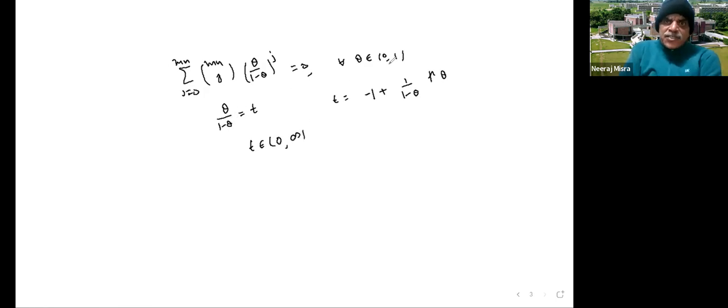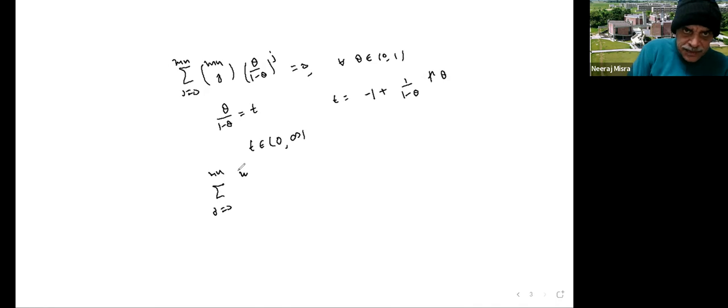And as theta takes all values between 0 to 1, t will take all values between 0 to infinity, because t is a continuous function of theta. Theta upon 1 minus theta is a continuous function. So by the intermediate value property, if theta is taking all values between 0 to 1, t will take all values between 0 to infinity. So what I get from here is summation j is equal to 0 to mn, psi j, mn choose j, t to power j is 0 for every t belonging to 0 to infinity.